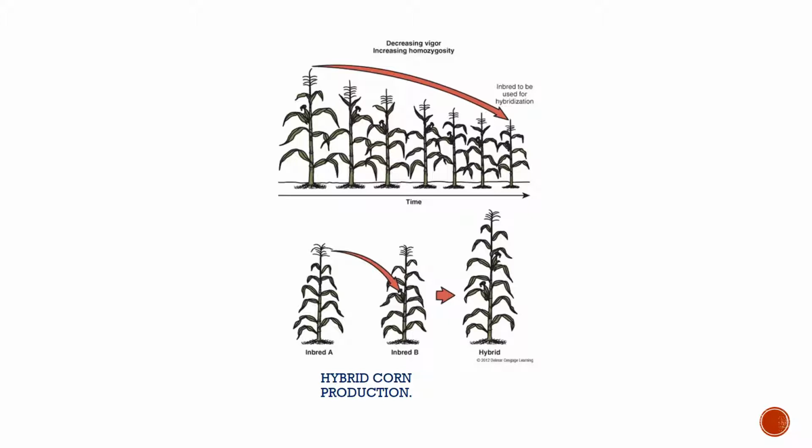This is just an example of hybrid corn production. You can see on the top, as time goes by, we're decreasing vigor and increasing homozygosity, and then it's inbred into that hybridization. So we don't want that. We want it to be uniform. That's obviously not uniform by time. When you're looking at the bottom, you can see inbred A versus inbred B, and then we're seeing that hybrid corn plant, and that's what we're going to grow. That's what will be known as a hybrid that you would buy for seed.